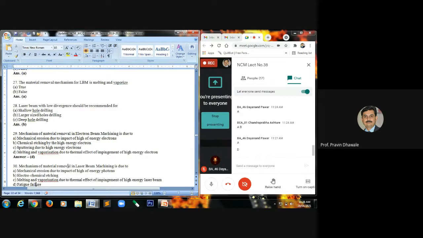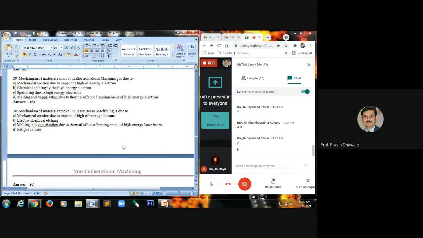Mechanism of material removal in laser beam machining is due to mechanical erosion. Yes, I got it. Electron beam: mechanical erosion due to impact of high energy electrons. Here electron is replaced by photon. Mechanical erosion due to impact of high energy photon, electrochemical etching, melting and vaporization due to thermal effect of impingement of high energy laser beam particle. So the correct option is C, the melting and vaporization by thermal effect of the impingement of high energy laser beam.